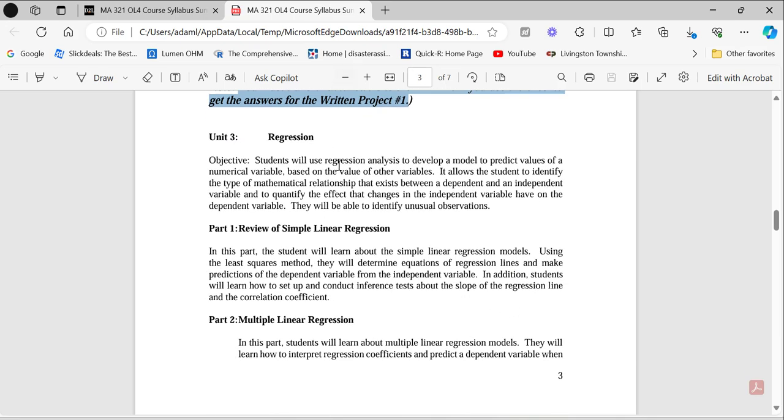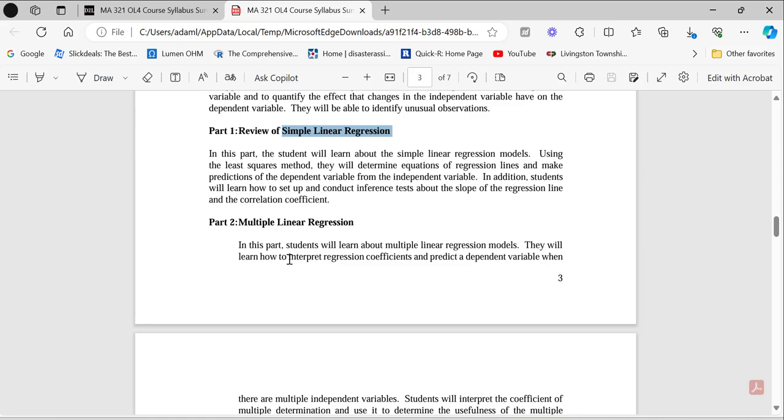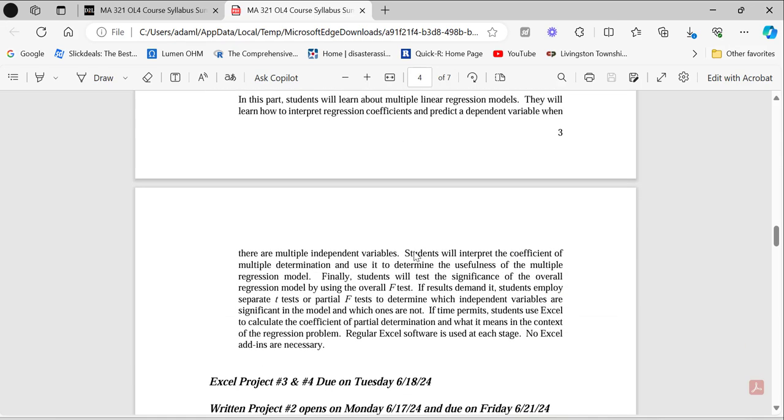And then Unit 3 is regression. So we start with simple linear regression. Simple linear regression basically means using one independent variable to understand a dependent variable. Or another way of saying this is using one predictor to make a prediction about a dependent variable. And part 2 is multiple linear regression. So meaning you use multiple predictors to understand the dependent variable.